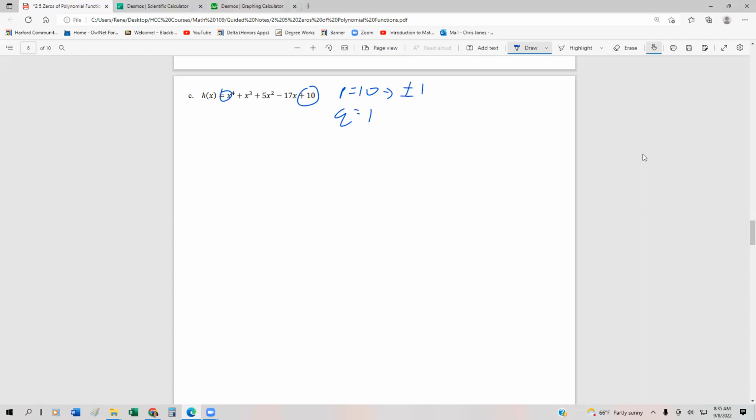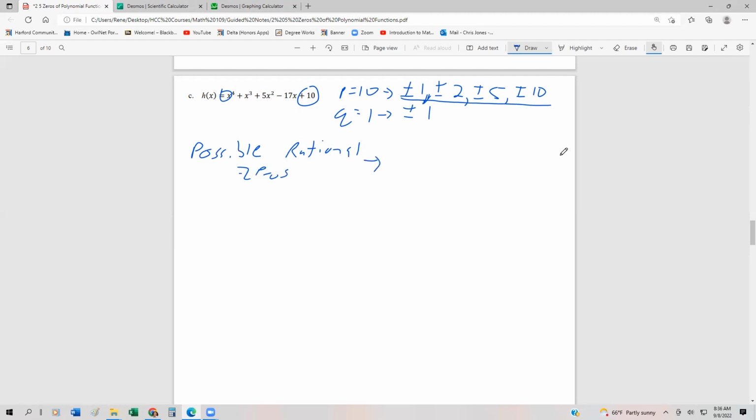Factors of 10: plus minus 1, plus minus 2, plus minus 5, plus minus 10. Factors of 1: plus minus 1. All right, so that makes it easy because all we have is 1. So when we divide this out, our possible rational zeros are just going to be whatever p is, because whenever we divide by positive or negative 1, we just get whatever the numerator is. So plus minus 1, plus minus 2, plus minus 5, plus minus 10. Now, let's go ahead and see which of those is an actual zero.